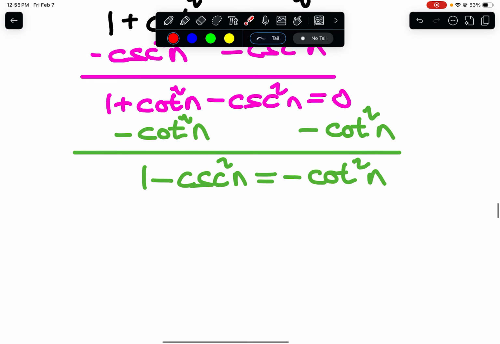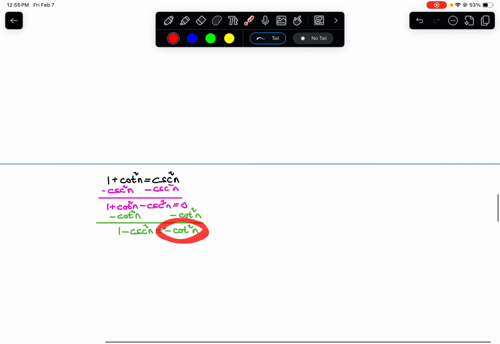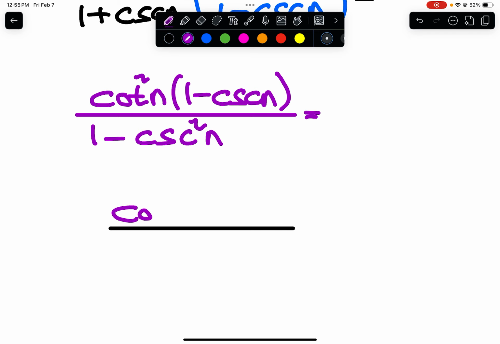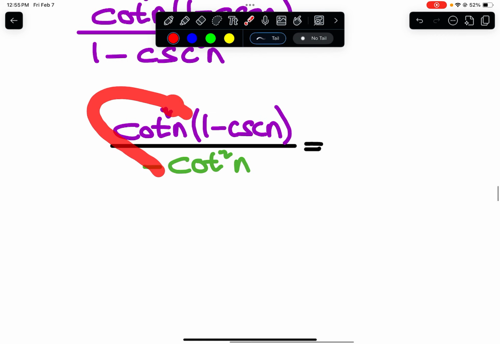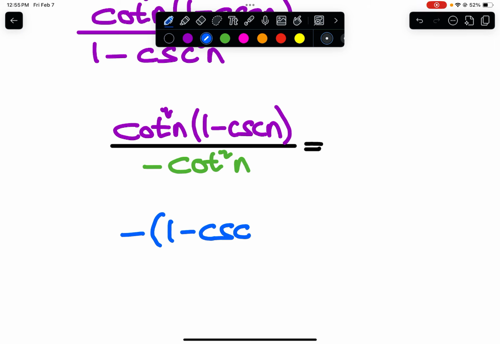So this is a really good problem, just because this requires even a variation of a variation. So the 1 minus cosecant squared n, I'm going to replace with a negative cotangent squared n. So over here, I'm going to rewrite it as cotangent squared n, 1 minus cosecant n, and then that's going to be replaced with a negative cotangent squared n. So then what's going to happen, my cotangents here are going to simplify, but I still have this negative here. So what's going to happen is I'm going to have negative parentheses 1 minus cosecant of n.